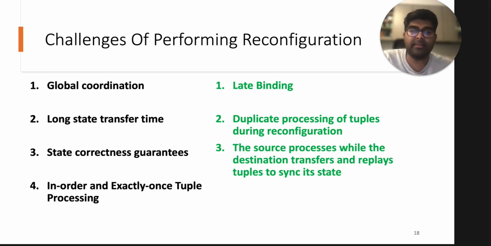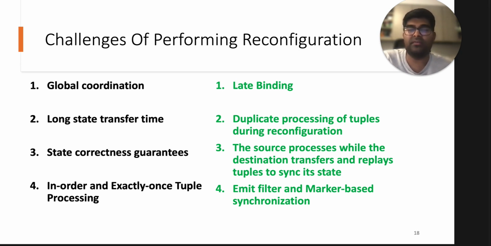Now, during the duplicate processing, the original source instance continues processing of tuples while the destination instance transfers the state. Tuples sent to the destination wait in a buffer. Once the state transfer is complete, the destination replays the tuples stored in the buffer to synchronize the state. This maintains state correctness. Finally, using emit filters avoids duplicate processing, and our fault tolerance mechanism prevents tuples from getting dropped. Using markers allows us to maintain the strict processing order of tuples.